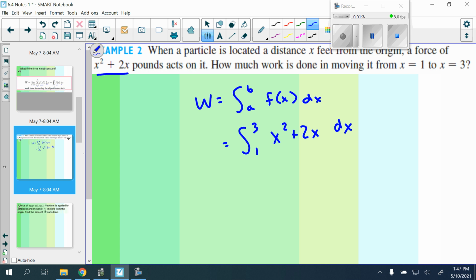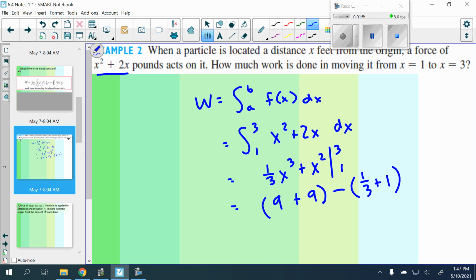We've done these integrals before. Find your antiderivative. We're going to evaluate it from 1 to 3. So if we put 3 in there, we're getting 1/3 of 3 cubed, which is 27, so that'd be 9. Plus 3 squared is another 9. Minus what we get when we put in 1, which should be 1/3 plus 1. And doing that, we get 18 minus 4/3. And if we subtract that, it looks like 50/3 here.